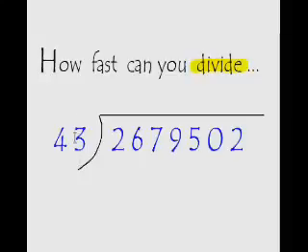Okay, since this number has how many digits? 1 2 3 4 5 6 7. Since it's a 7-digit number, I'm giving you 12 seconds to do it, and your time starts now. Give it a try.